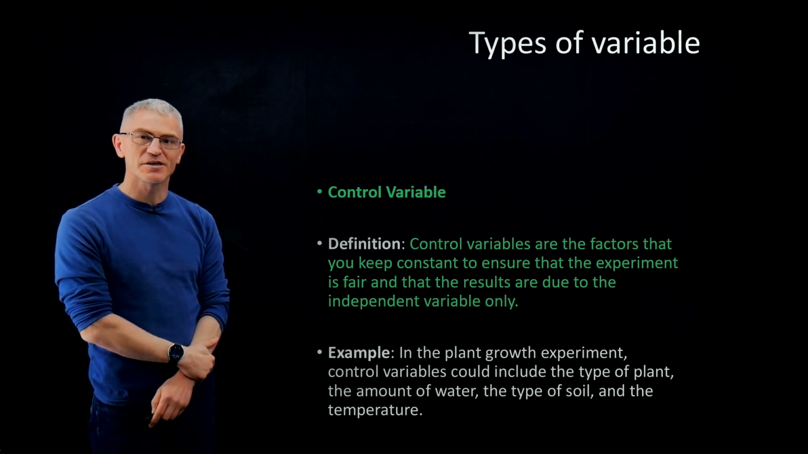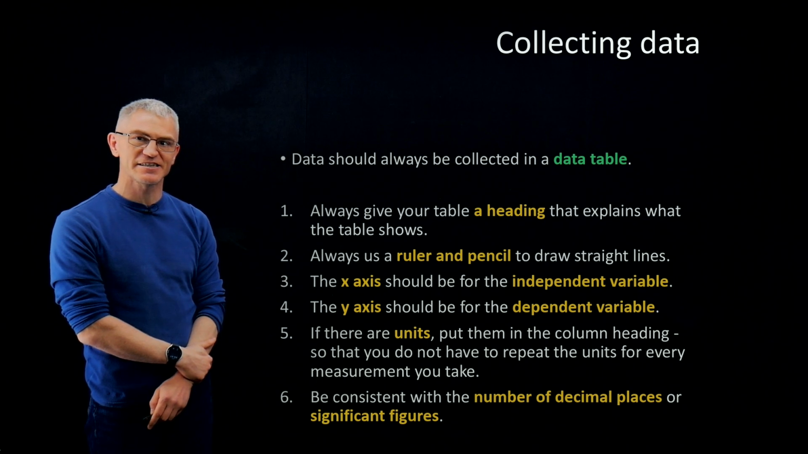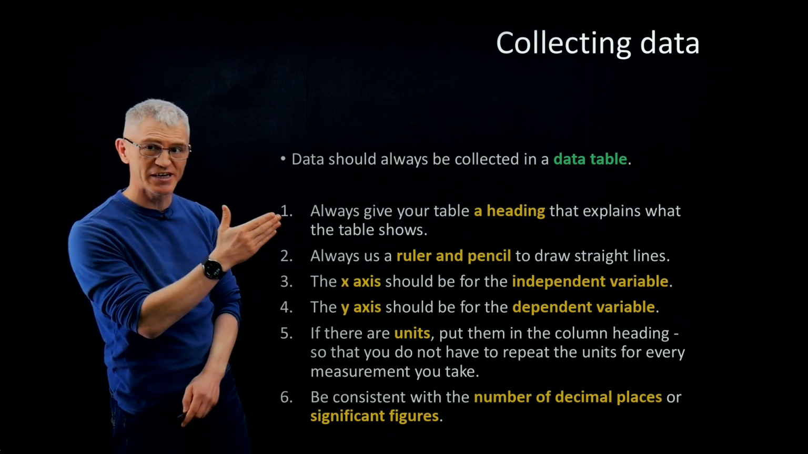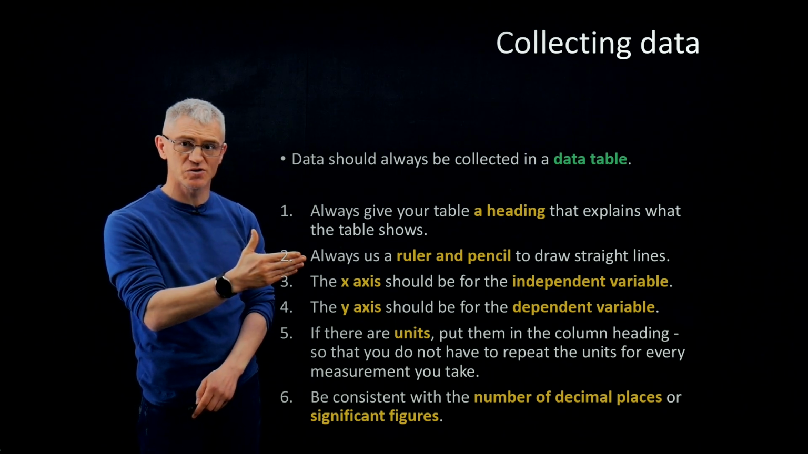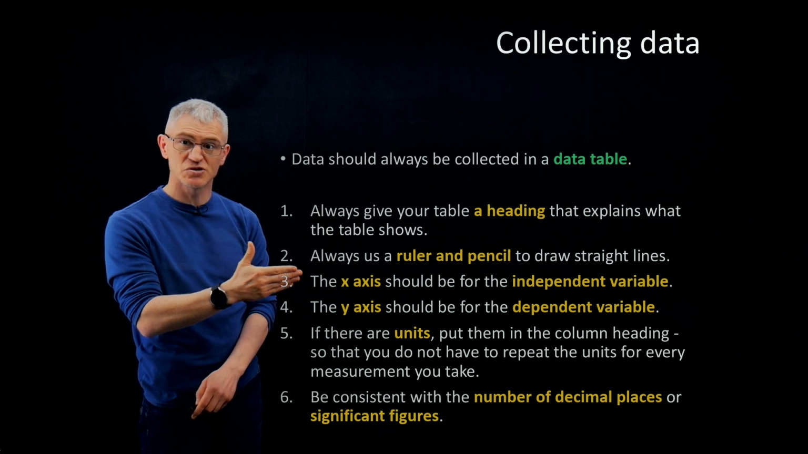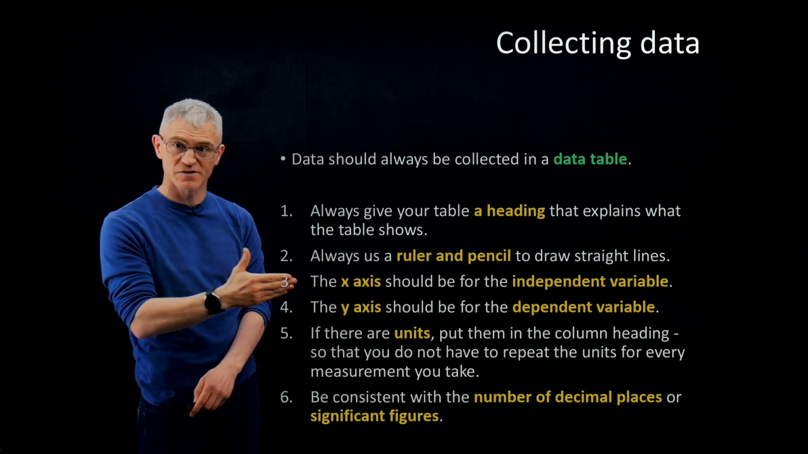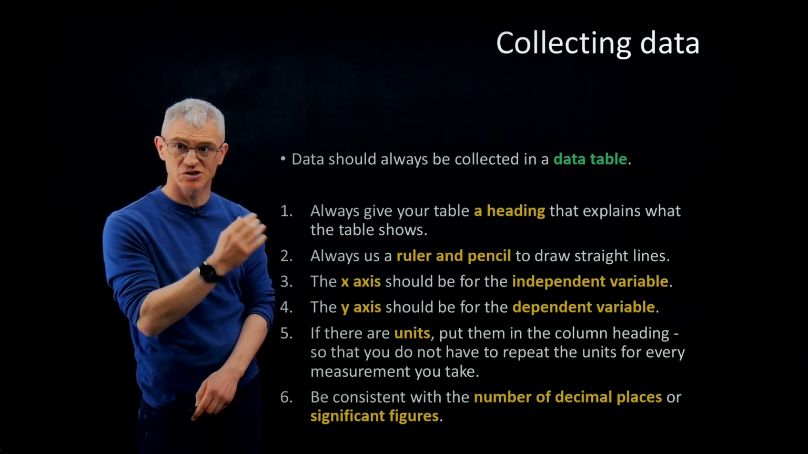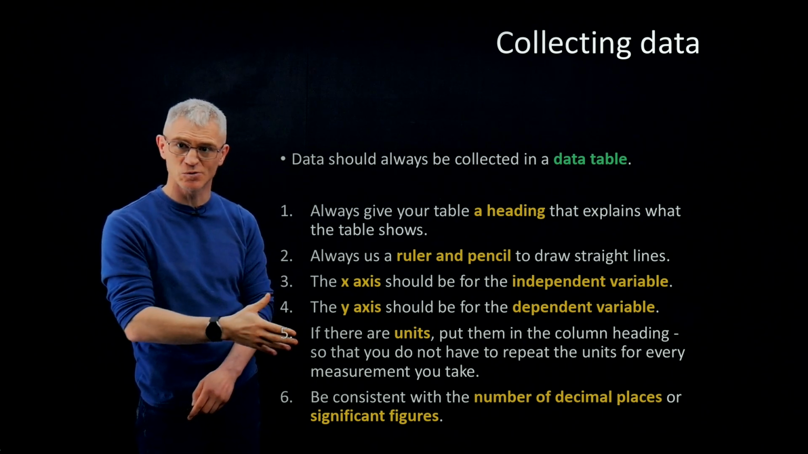All right, so if we then look at collecting the data. Data should always be collected in a table, and the table must have a heading. Use a ruler and pencil. The x-axis is the independent variable when you do the graph, and the y-axis is the dependent variable. They usually should be the first column and the second column in the table.